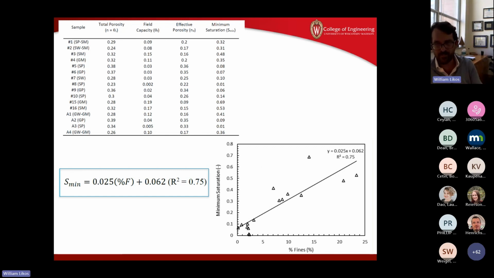So we see a pretty reasonable correlation between minimum saturation and percent fines. This is a correlation that we'll come back to later as a mechanism to rate the drainability of materials based on a relatively simple measurement of percent fines.